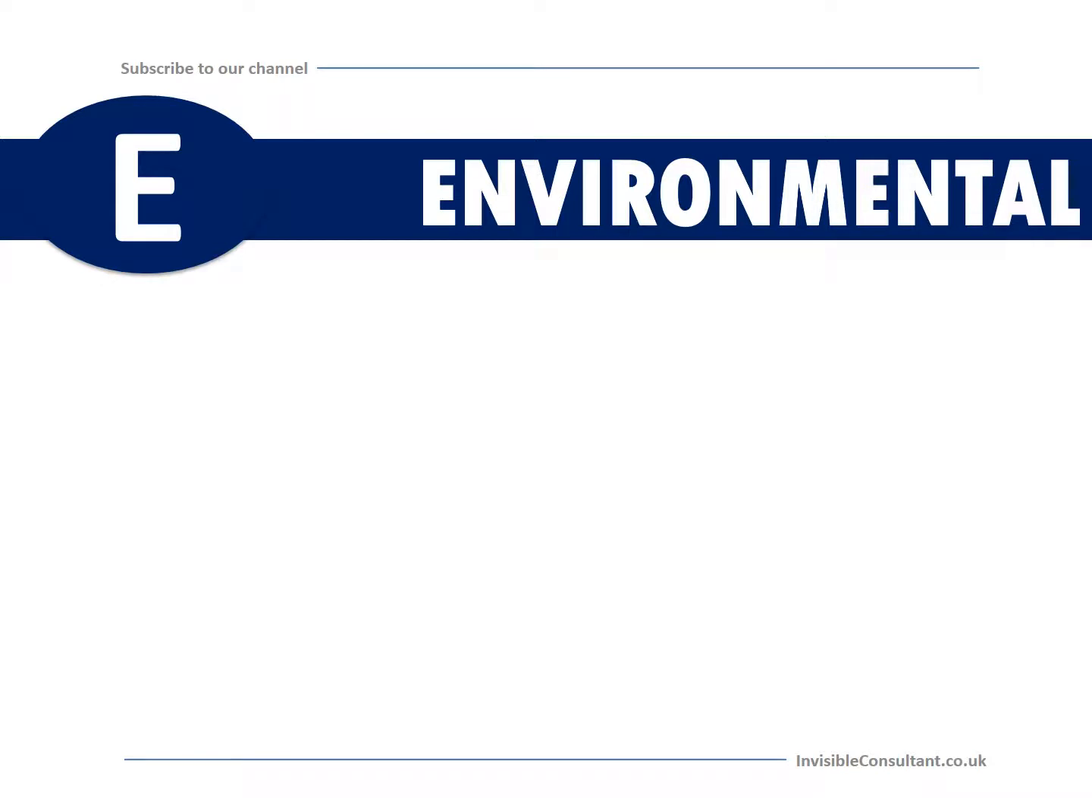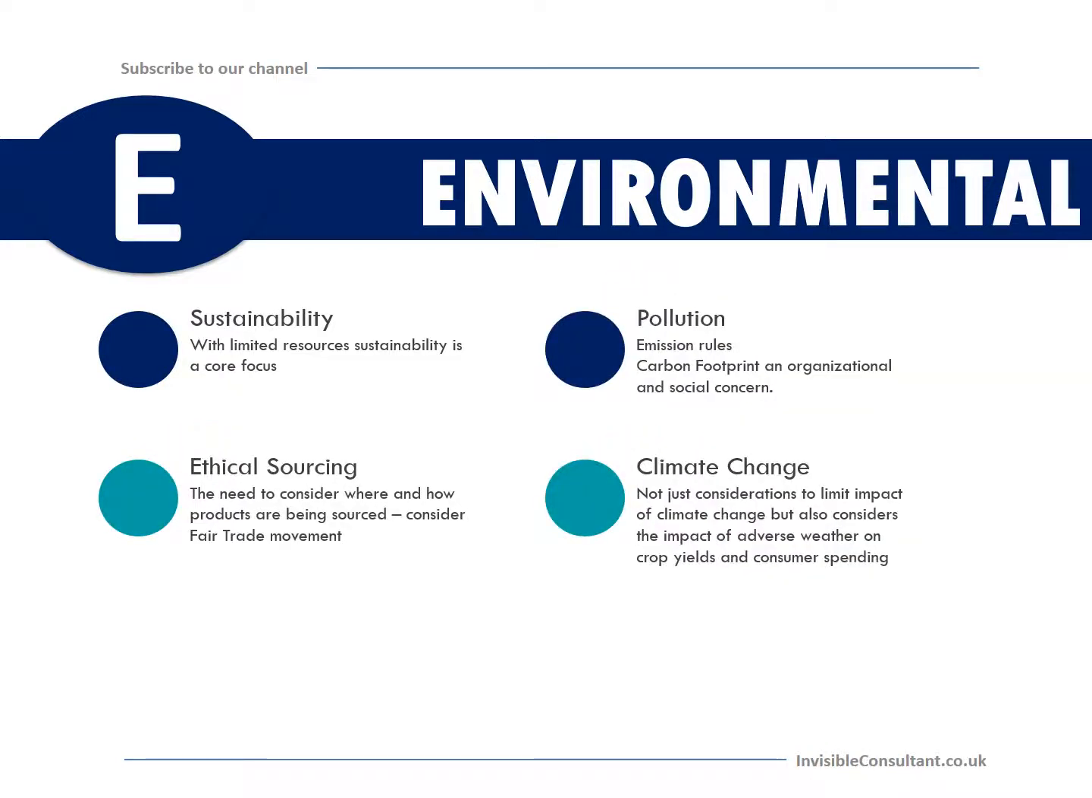The environmental element of PESTLE relates to ecological and environmental issues. These will have an impact on either how the organisation operates, the production or transportation methods, or the demand for the products or services. The following are a set of areas to consider when reviewing the environmental landscape for your PESTLE analysis. First up, sustainability. With limited resources, sustainability is a core focus and spreads from commodities such as oil and into fish stocks.